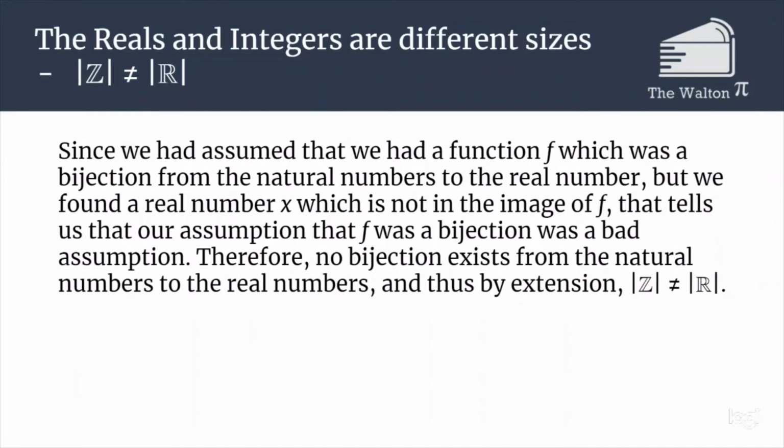So since we had assumed that our function f was a bijection, that meant that every real number should have been in the image of f. But x was not in the image, which tells us that our assumption that f was a bijection was bad. It was not a good assumption, which tells us that no bijection actually exists, which tells us that the cardinality of the integers is different than the cardinality of the real numbers.